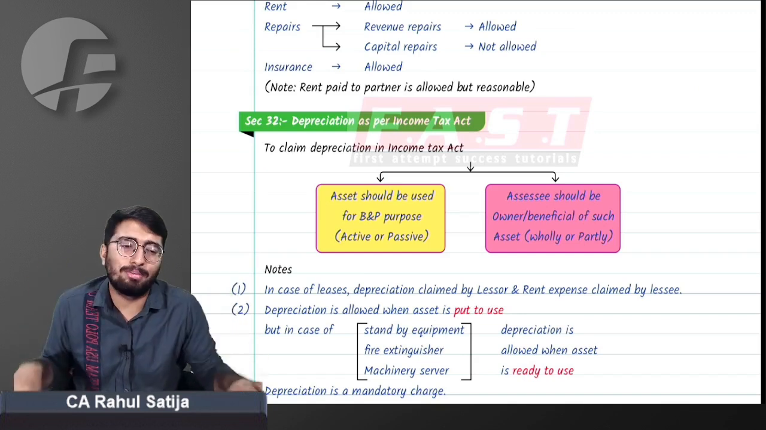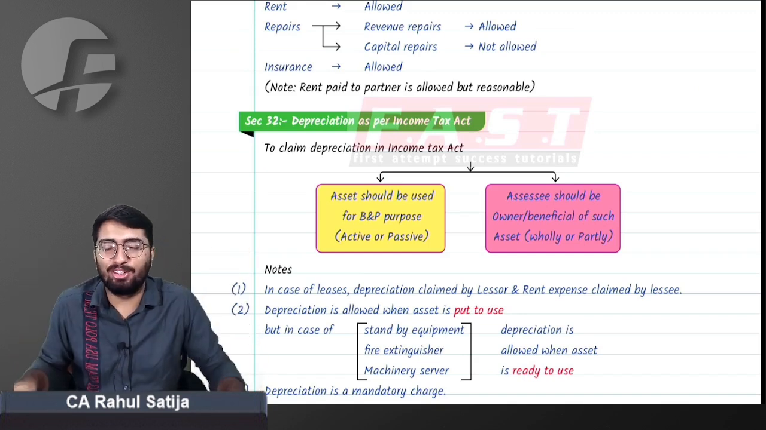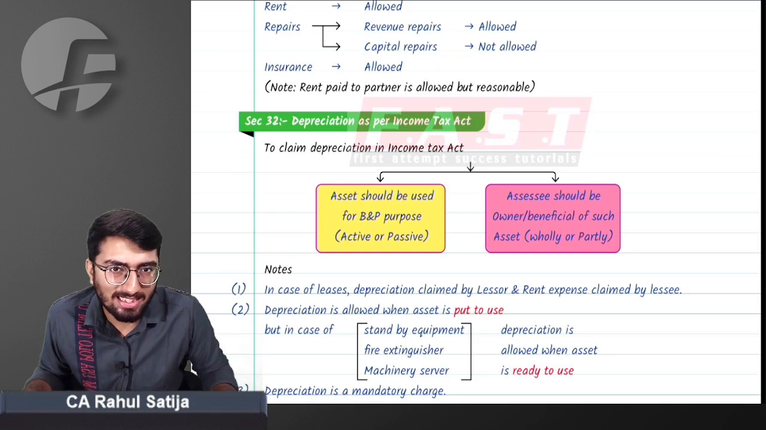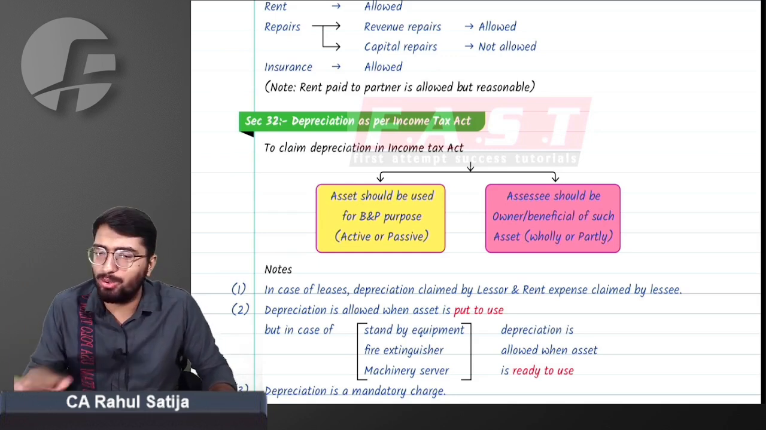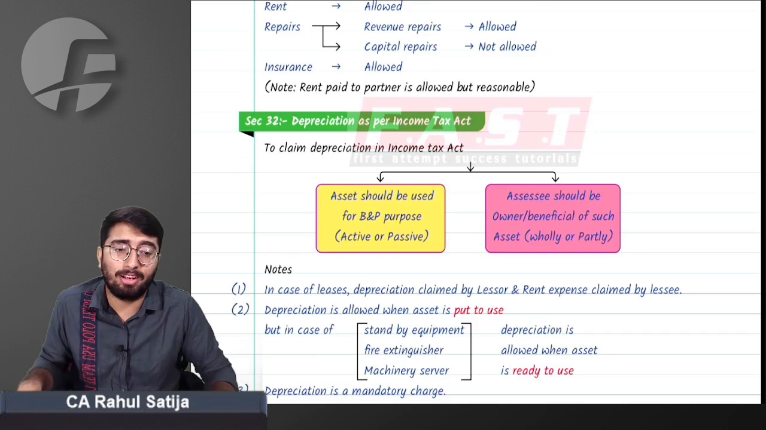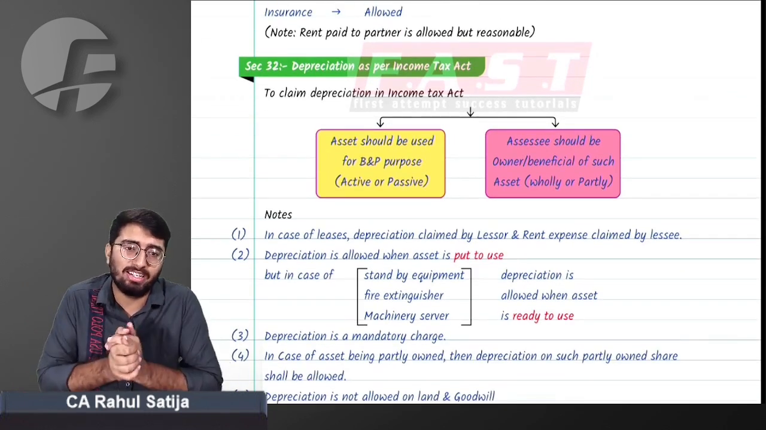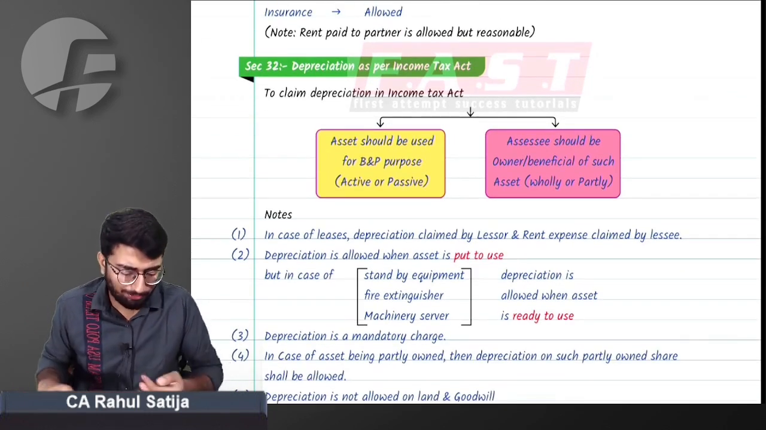Sir, what if I don't want to charge depreciation? I want to increase my profits to the fullest. Can I do so? Right answer is depreciation is a mandatory charge. You cannot escape depreciation. You have to have depreciation. It is a mandatory charge. Did you get this point or not?